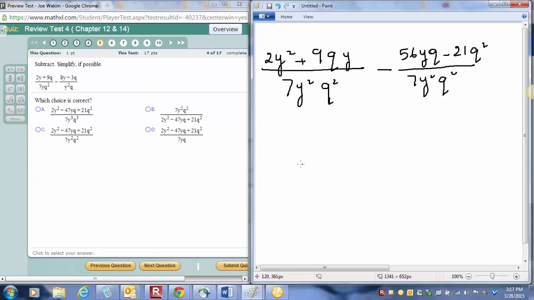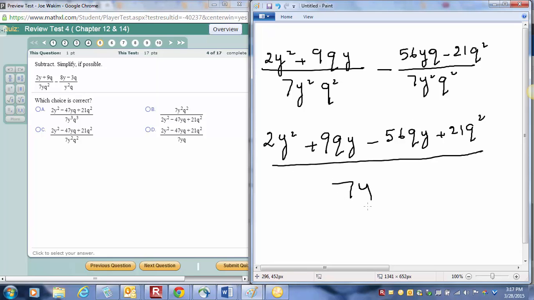Let's see if I can subtract the numerator. So I have 2y squared plus 9qy minus, remember the minus should be distributed here, 56yq or qy, the same. And minus times minus is plus 21q squared. And of course we're going to keep the same denominator, 7y squared q squared. Notice that 2y squared and 21q squared will not combine, so we're going to keep them.